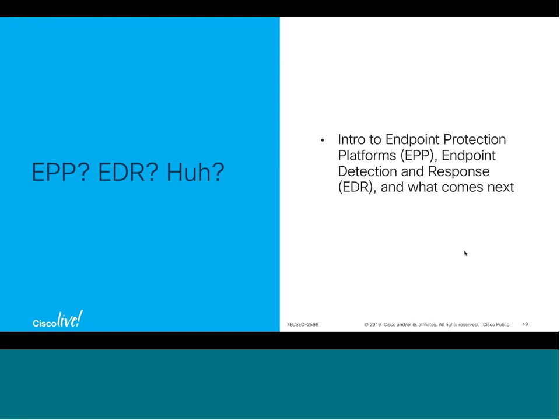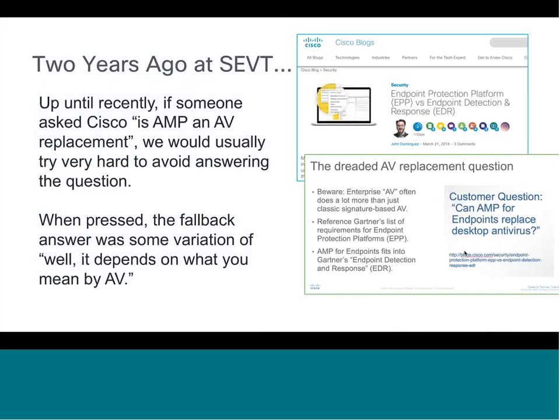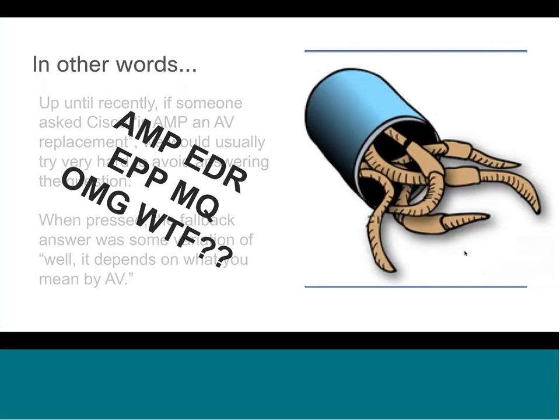Now, what does that mean for AMP? Well, it actually greatly simplifies our messaging, because it used to be the case that when people asked us whether AMP could be used to replace their AV, we would go to great lengths to avoid giving a straight yes or no answer to that question, because it really depended on what they were doing. And so we preferred not to open that can of worms.